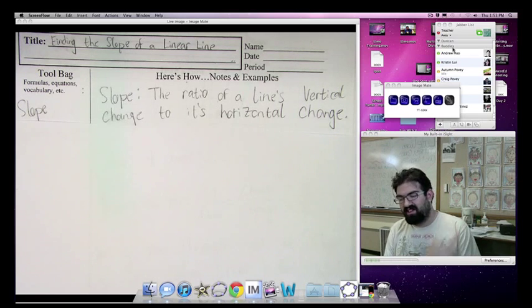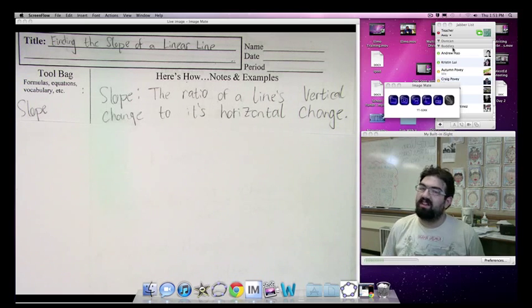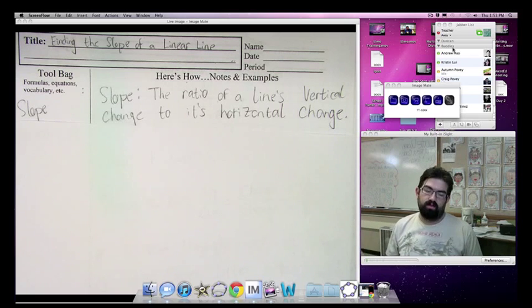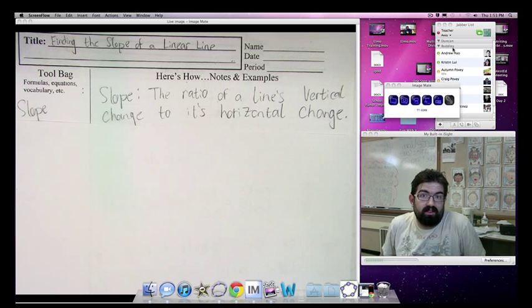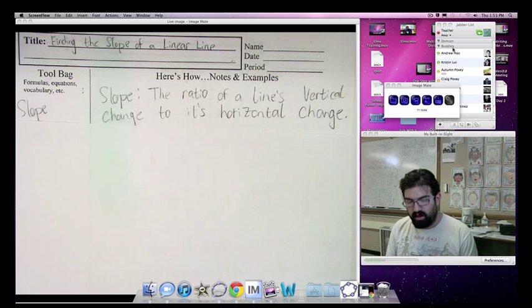This is specifically about the slope of a linear line, because a linear line does not change. That's why this is what we do here, because it's a lot simpler to understand. But this definition, you will take with you all the way through college. If you go into calculus or engineering, you've got to know this definition. Slope, this is where the money's at, right here. So pay attention. Here we go.